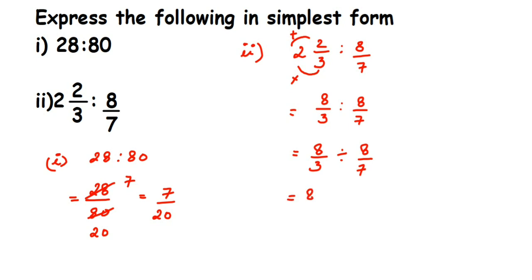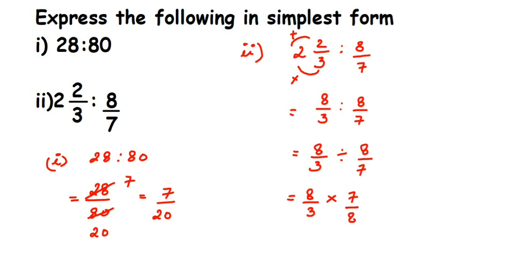That is 8 by 3 will remain the same. And the division will become multiplication. And you're going to take the reciprocal of the second fraction. So the reciprocal of 8 by 7 will be 7 by 8. You have to just interchange the numerator and denominator. That's it. Now cancel the numbers.